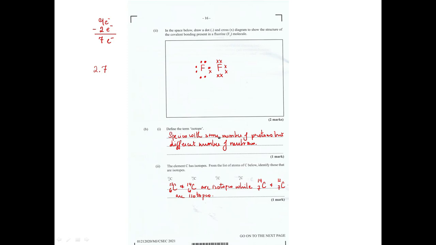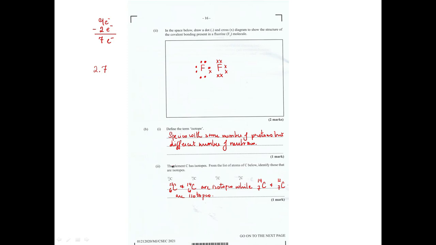Now, it says define the term isotope. The species with the same number of protons but different numbers of neutrons. And if you didn't remember what isotopes were, this question should have sent signals to your satellite dish, which is your brain, and you would have said, oh, this looks familiar.